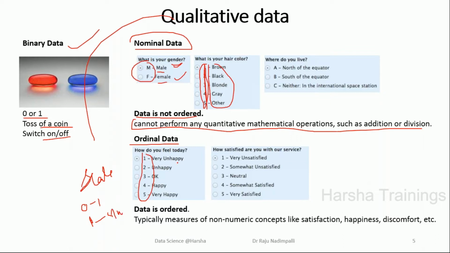Look at this. For example, when we go to any restaurant, after taking lunch or dinner, they will give you one paper. On that, they will ask whether we are satisfied with the lunch or dinner. Here we are specifying one as very unsatisfied. If I go down, I have very satisfied. Here we are representing the data in the form of a scale. So if we are happy, we will give this. If we are unhappy, we will give this. Here, typically we are using measures of non-numeric concepts like satisfaction, happiness, discomfort, etc.